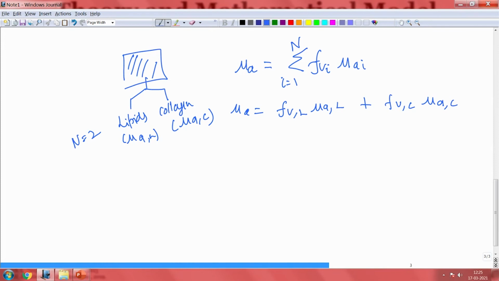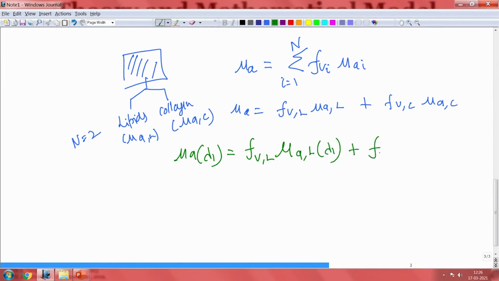Now I can also make it wavelength dependent. So for example, I am going to write that mu a is going to be for a certain wavelength lambda 1, and I can write it as the volume fraction of the lipid, which is not going to change based on the wavelength, but the absorption coefficient will actually change.